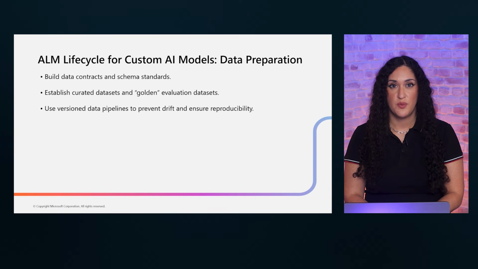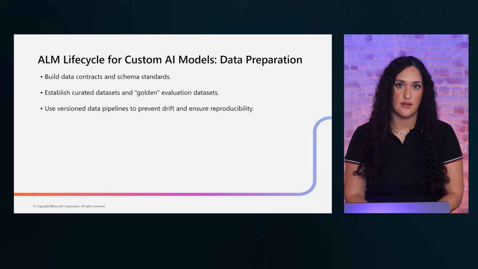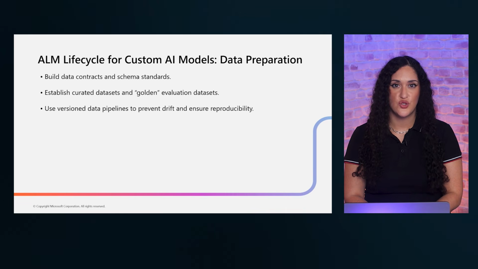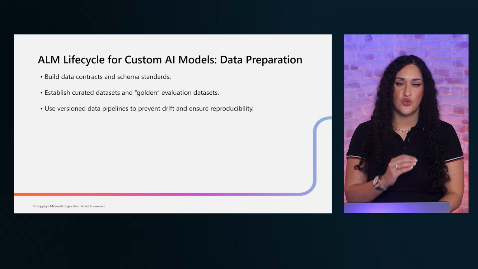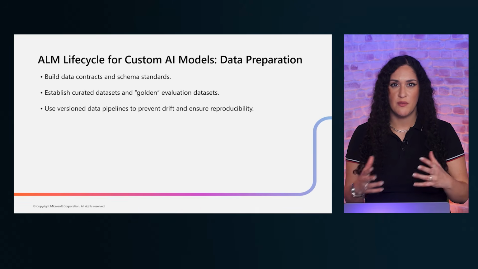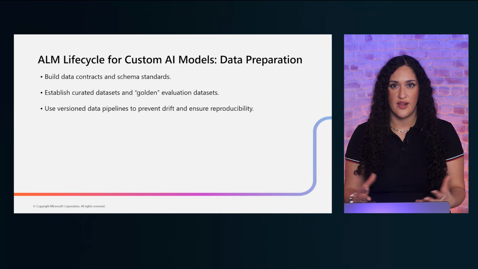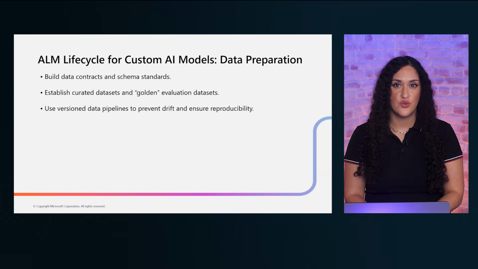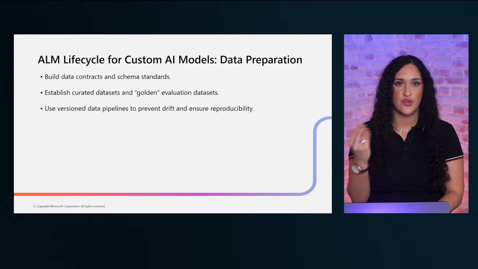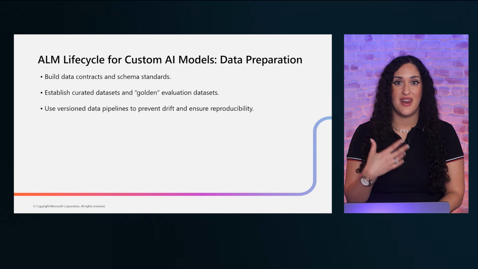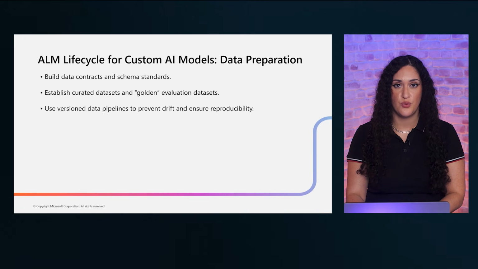Data preparation is where you build the foundation for model quality. Establish data contracts and schema standards so everyone agrees on what the data looks like and means. Build curated datasets for training and golden evaluation datasets for consistent benchmarking. Use versioned data pipelines to prevent drift and ensure reproducibility, so the same inputs always produce the same outputs. Golden datasets are one of your most valuable assets. They are your objective truth for measuring model performance over time. Protect them, version them, and never let them be modified without governance approval.